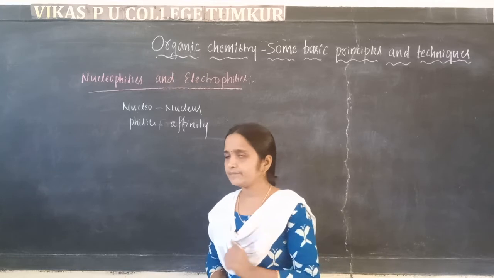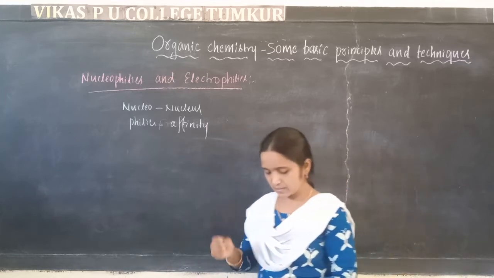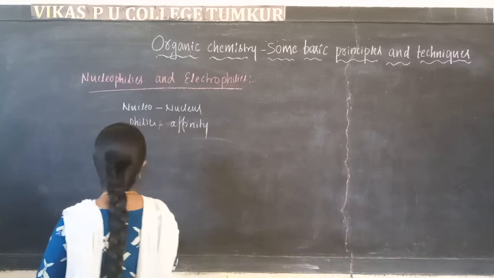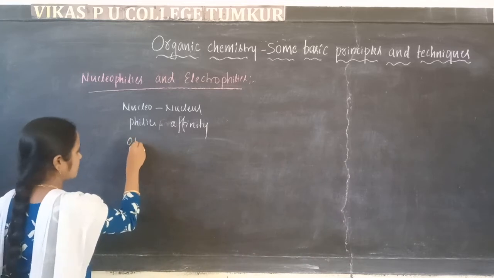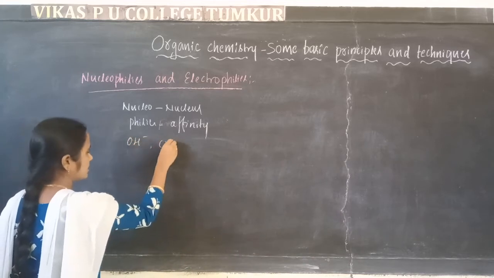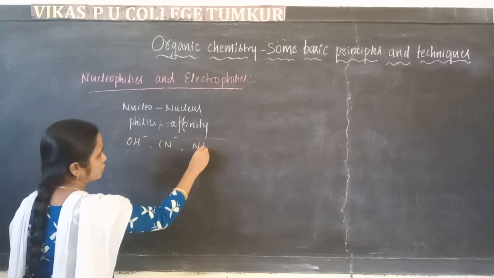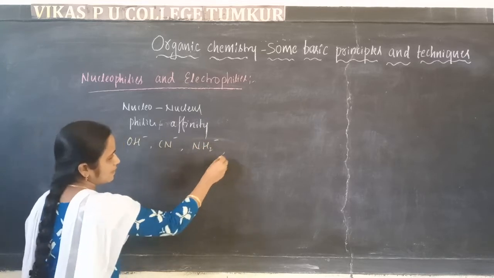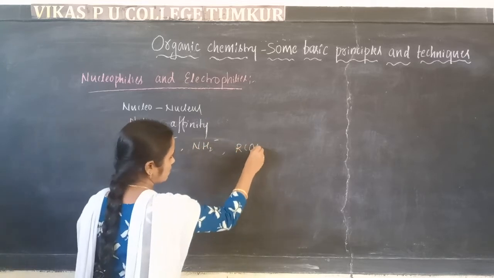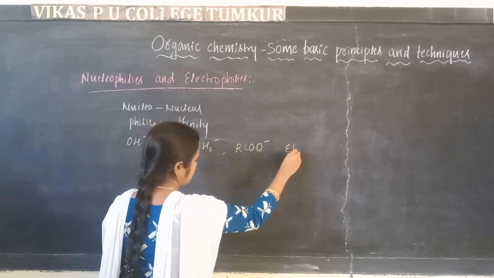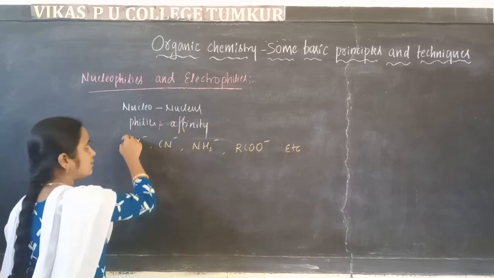Examples of nucleophiles that we are going to take are OH minus, CN minus, NH2 minus, COO minus, etc. These are all examples of nucleophiles.